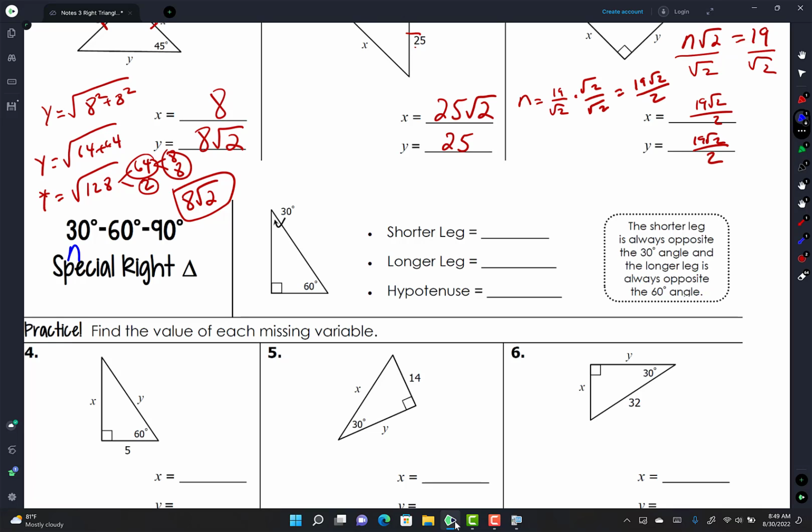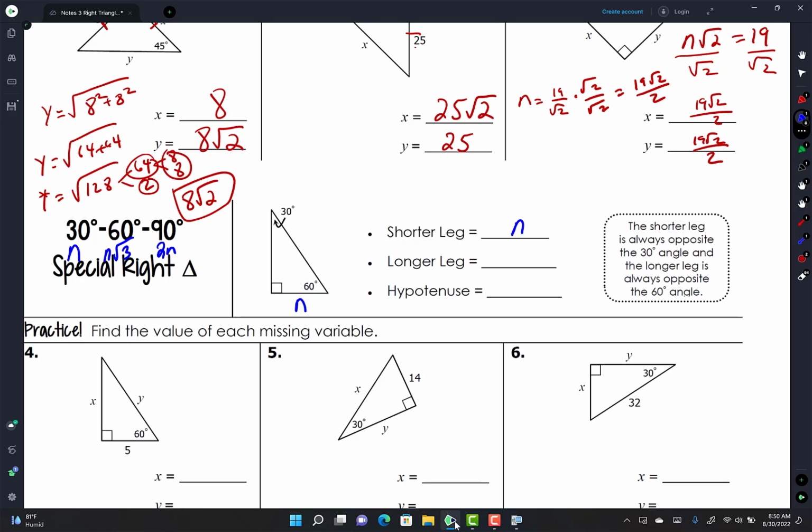Then the 60 degree is the longest side. Not the longest side, oh, it is a side. The longest side, so that's going to be N square root of 3. And then the 90 is your hypotenuse, so 2N. I should say longest leg, not longest side. Sorry. Are we okay, guys? Okay. So the shorter leg, here's 30 degrees. So this is my shorter leg, N.